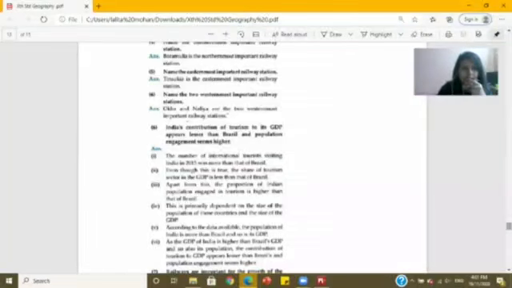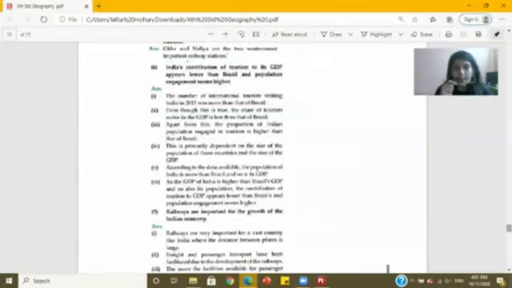Moving ahead, the question is India's contribution of tourism to its GDP appears lesser than Brazil and population engagement seems higher. I'm reading out the answer. The number of international tourists visiting India in 2015 was more than that of Brazil. Even though this is true, the share of tourism sector in the GDP is less than that of Brazil. Apart from this, the proportion of Indian population engaged in tourism is higher than Brazil. This is primarily dependent on the size of the population of those countries as well as the size of GDP. According to the data available, the population of India is more than Brazil and so is its GDP.